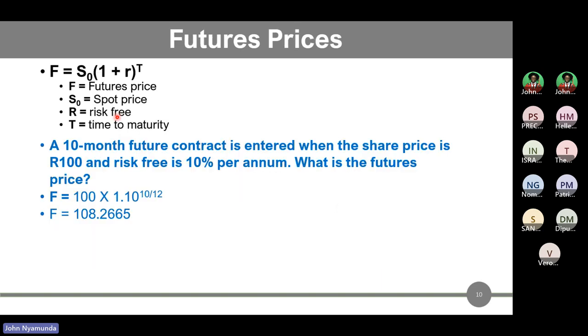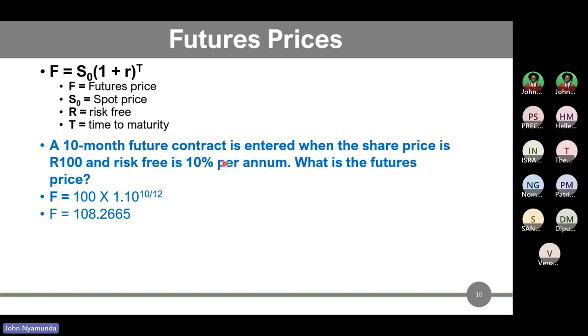So to find the price of a future, it's very simple. We're saying the price of a future is close to the spot price. Spot price, ladies and gentlemen, is like saying current price. So spot price times (1 plus R) to the power T. R is the risk-free rate. T is maturity. So let's do an example. As always, an example will help.